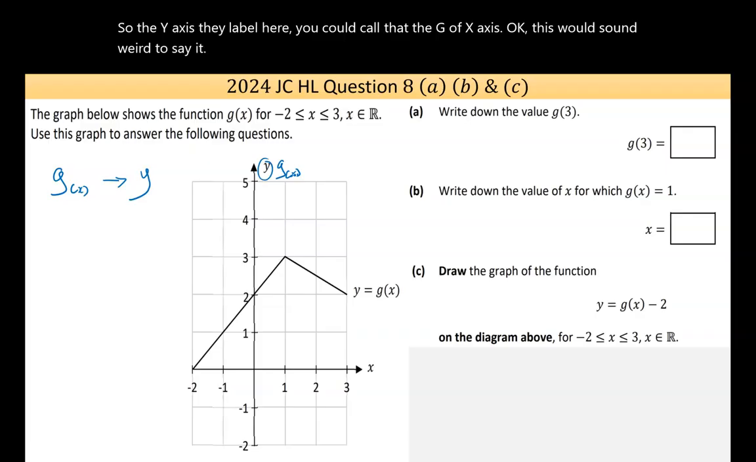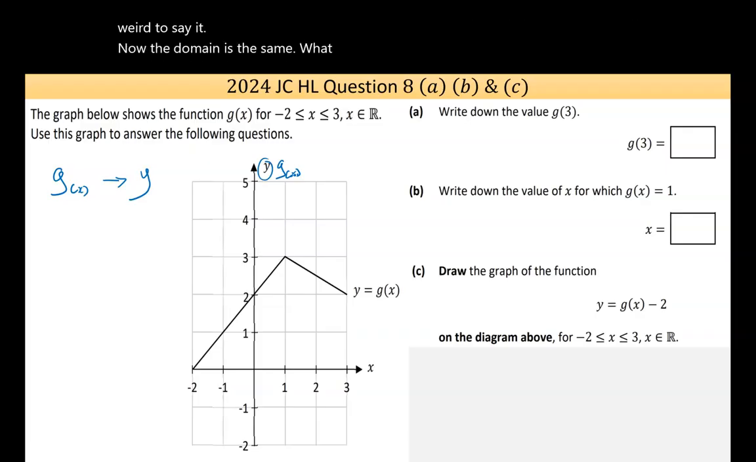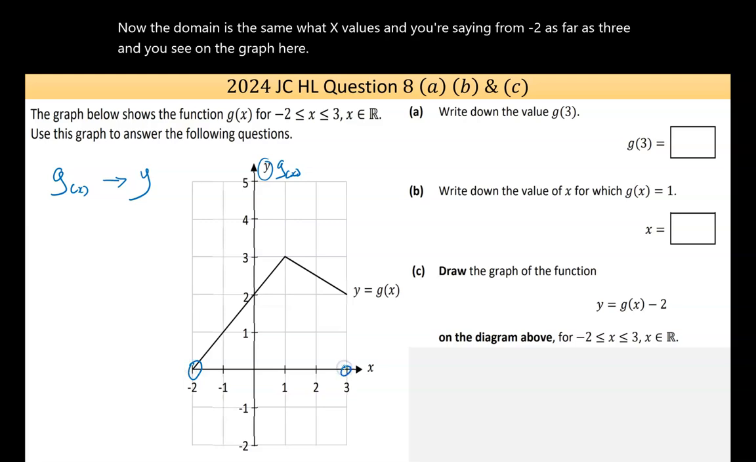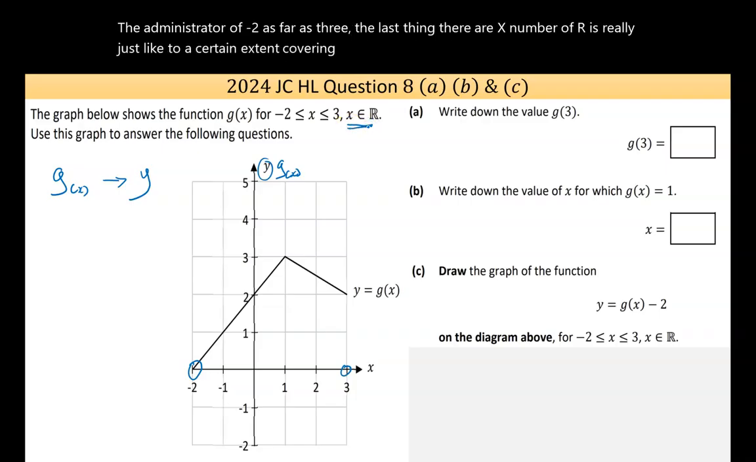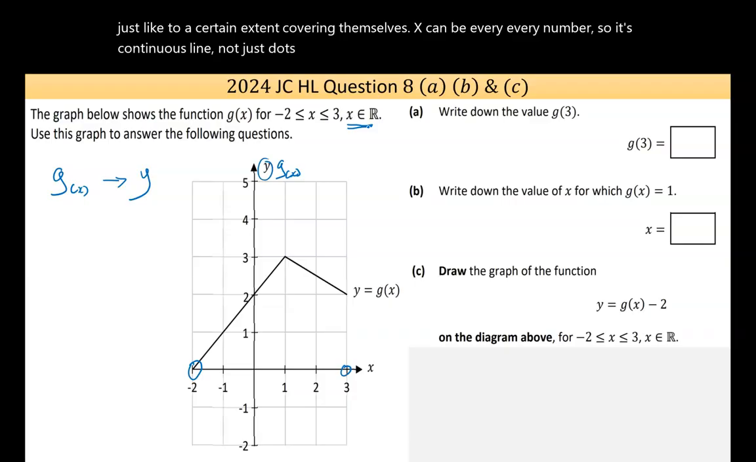Now the domain is just saying what x values, and you're saying from minus 2 as far as 3, and you see on the graph here, they've illustrated minus 2 as far as 3. The last thing there, x an element of R, is really just them covering themselves. X can be every number, so it's a continuous line, not just dots. It says use this graph to answer the following questions.